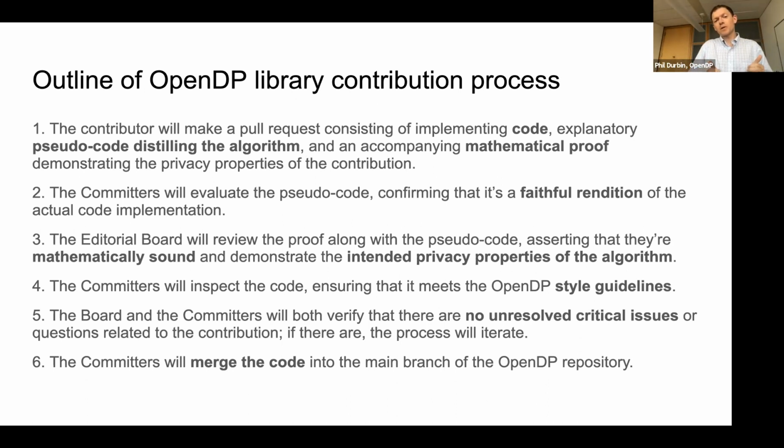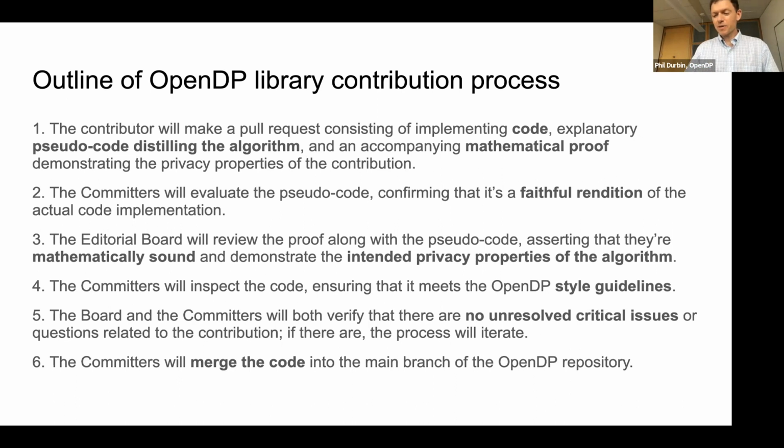And then at that point, the editorial board, who's folks like Salil, who really know the proof side of things, are going to look at the pseudocode and the proofs and make sure that they're mathematically sound and that they demonstrate the intended privacy properties of the algorithm. And then step 4 is the committers looking again at the code, just making sure it meets style guidelines. And then this 5th step is just recognizing that this is going to be a loop. It's going to be a process of back and forth with the contributor until all critical issues are resolved. And then the final step is to merge the code.